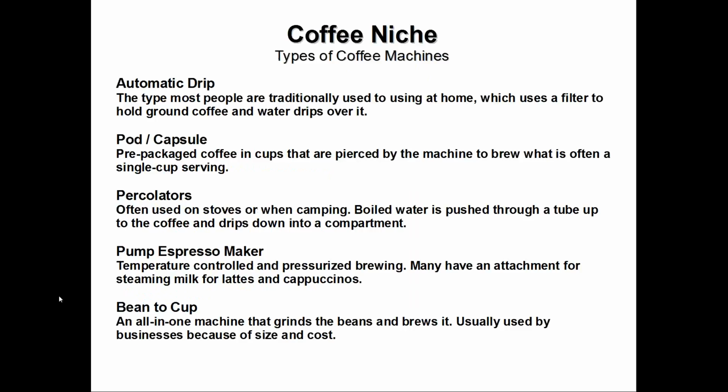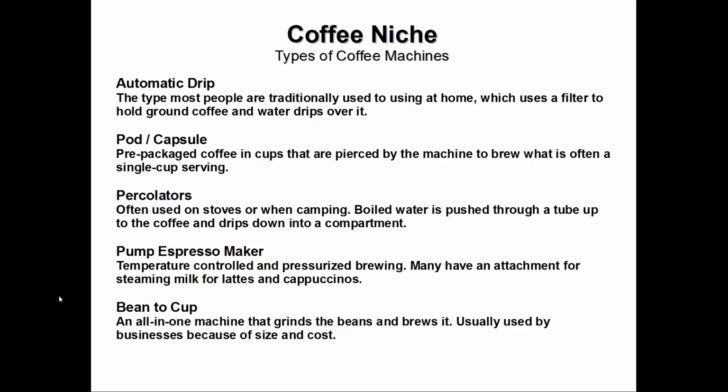You then have the pod and capsule types. Some of these are older, where you have a larger filter that's already pre-sealed and pre-packaged with coffee. And then you have the newer designs like the K-cups, where you have the coffee pre-packaged in a little single-serve cup, and you put it in the machine and it pierces it and it brews 1 cup of coffee for you.